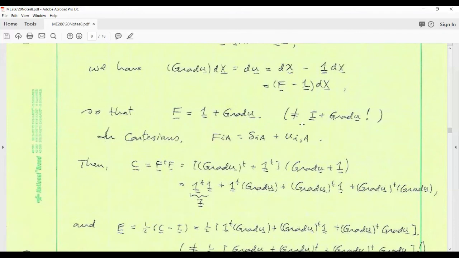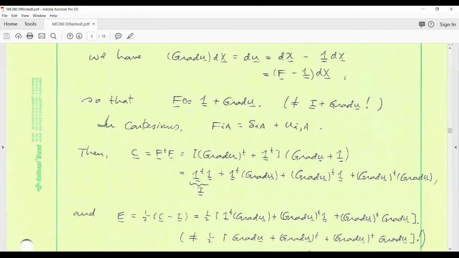Untrue. If you decompose this in Cartesians using the basis capital E_A for the vector space E and the basis small e_i for the vector space E star, then in Cartesians you simply get this formula. And the referential gradient of U simply has components u_i comma A. That's partial u_i with respect to capital X_A.